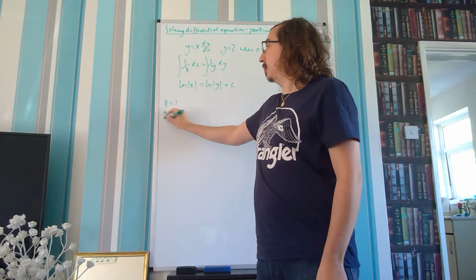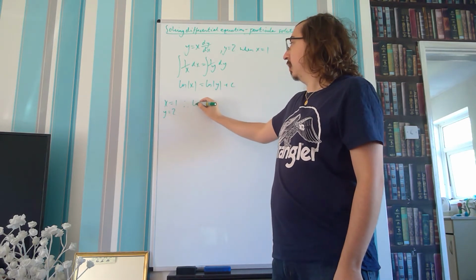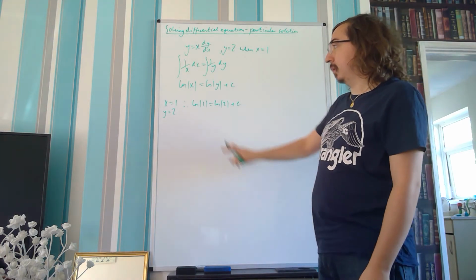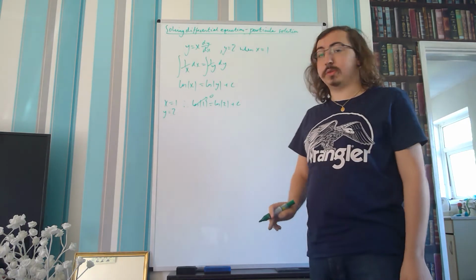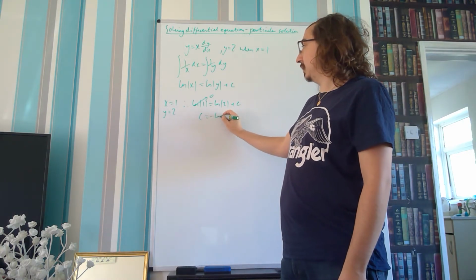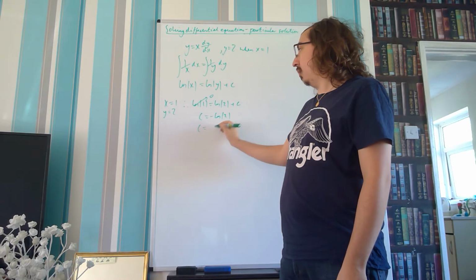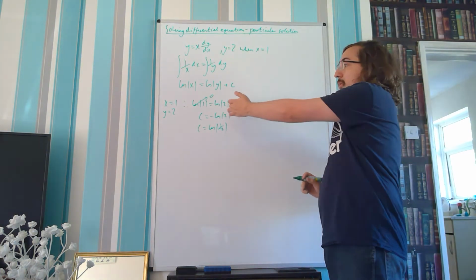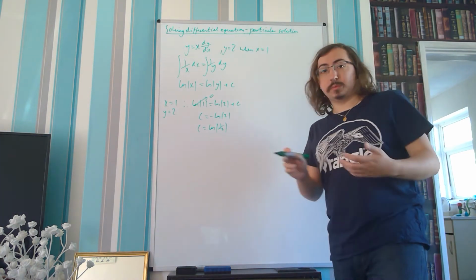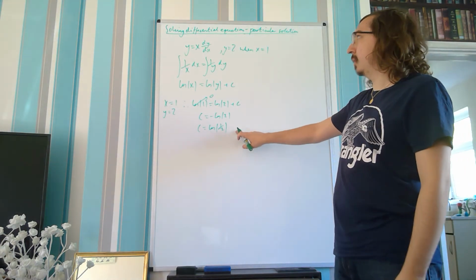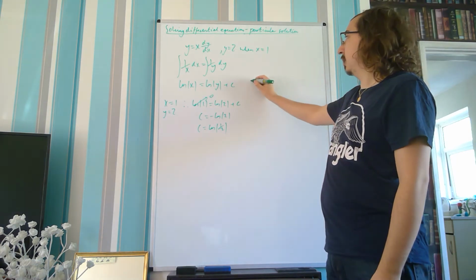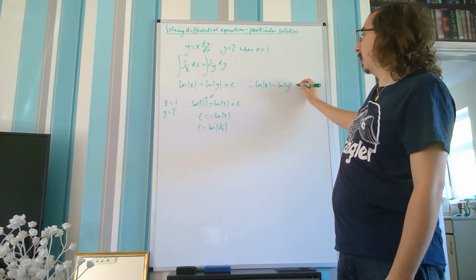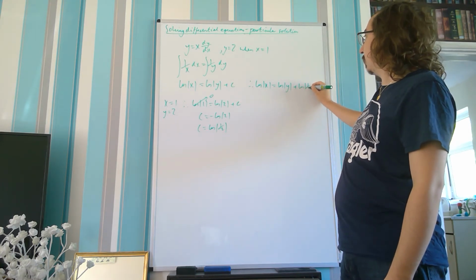So when x is equal to 1 and y is equal to 2, you've got ln 1 is equal to ln 2 plus c. Well, the natural logarithm of 1 is just 0, so c is equal to minus ln 2, or you can write that as ln a half. The minus becomes a power, 2 to the power of minus 1 is 1 over 2. Either is fine, and then we can just put this in here. So therefore, ln x is equal to ln y plus ln a half.